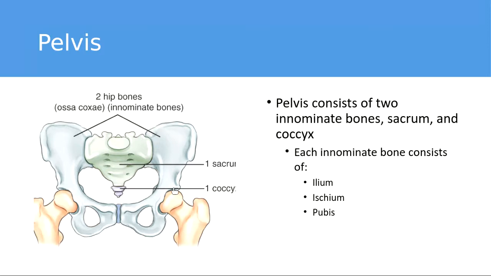The ilium is the largest of the 3 bones, and it is the most superior. The ischium is the most inferior and posterior. And then the pubic bone is inferior but anterior as well. Okay, so 2 hip bones, a sacrum, and a coccyx make up the pelvis.